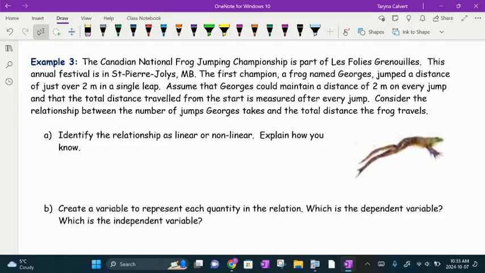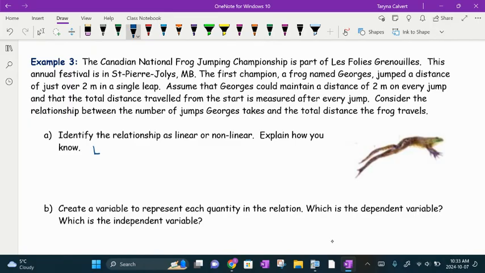All right, so example 3, we're dealing with a frog jumping contest, okay? And what's the frog's name? George, right? So we have a frog named George. He jumped consistently how far every single jump? 2 meters. So since he is jumping consistently, guess what that makes it? Linear, right? If this frog jumped a little bit less every time, that's how you would know it wouldn't be linear anymore. But since he consistently jumps 2 meters every time, that's how we know it's linear. So that answers the first one.